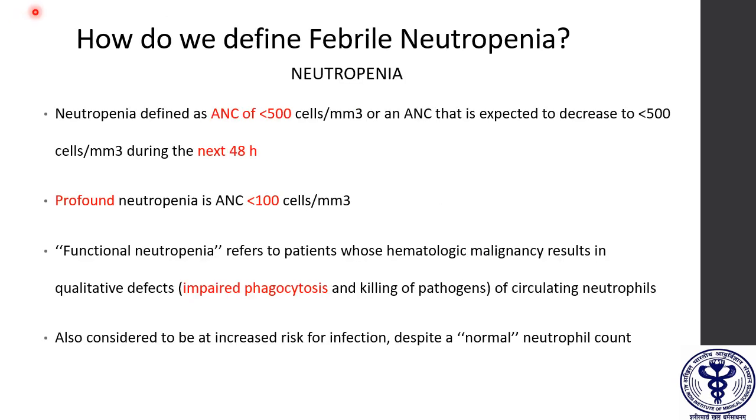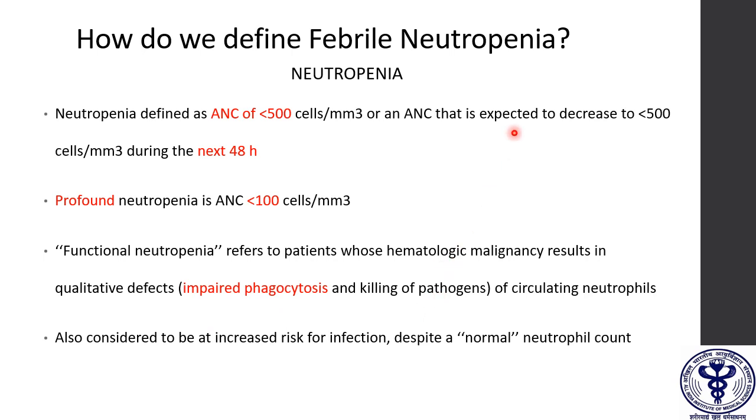Now, coming to neutropenia, neutropenia is defined as an ANC, an absolute neutrophil count, of less than 500, or one which is expected to decrease to less than 500 over the next 48 hours. Profound neutropenia is an entity where the ANC is less than 100, and functional neutropenia is important in settings of hematological malignancies where the number per se might be normal, but there is a functional defect in the neutrophils like impaired phagocytosis and killing of pathogens, which again contributes to neutropenia.